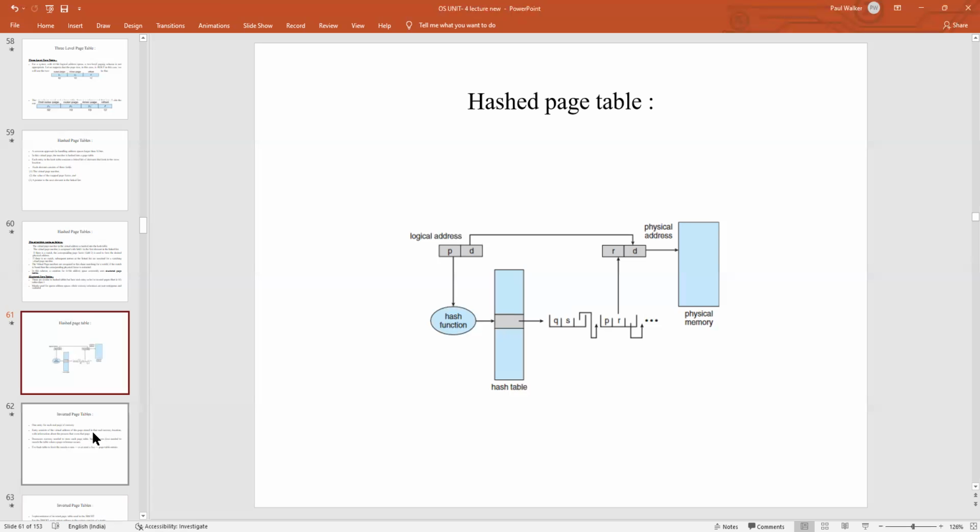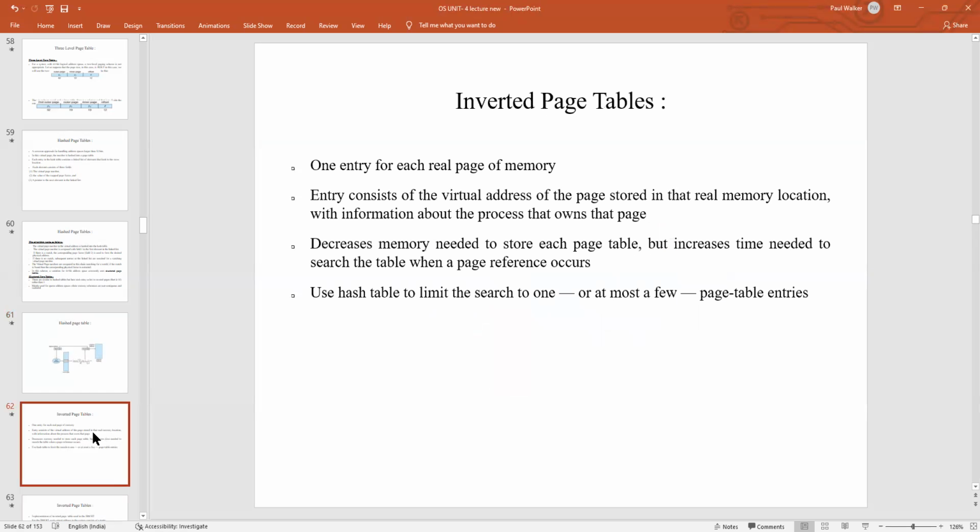So after that, the next concept is the inverted page table. This is somewhat different from a hash table entry. Each entry in the particular page memory will contain the virtual address. So there will be a logical address and a physical address, but here the pages will have a virtual address and it can be stored in the real memory location.